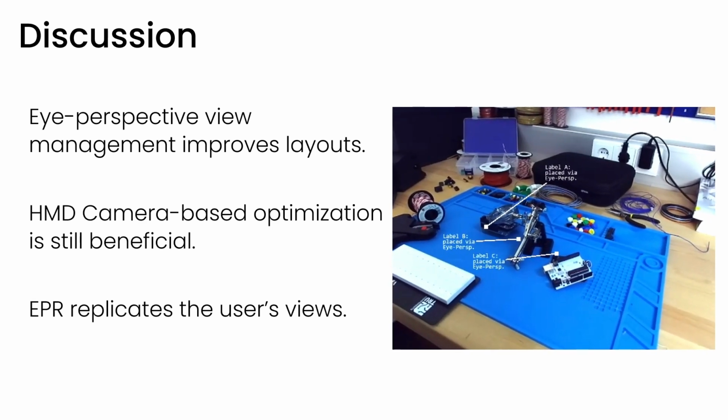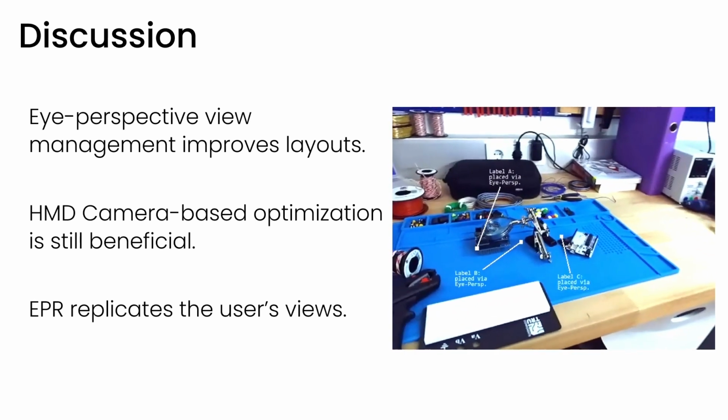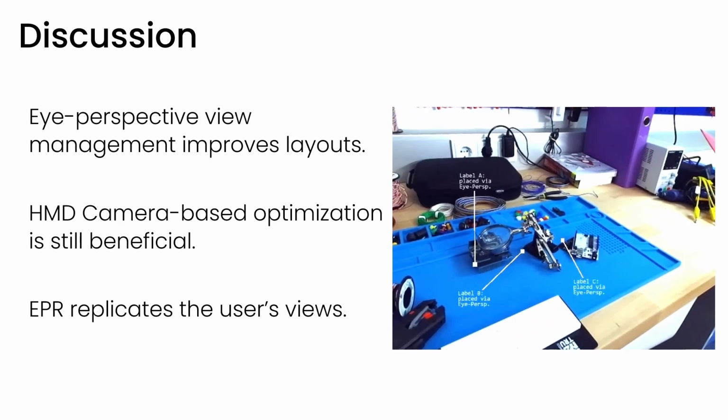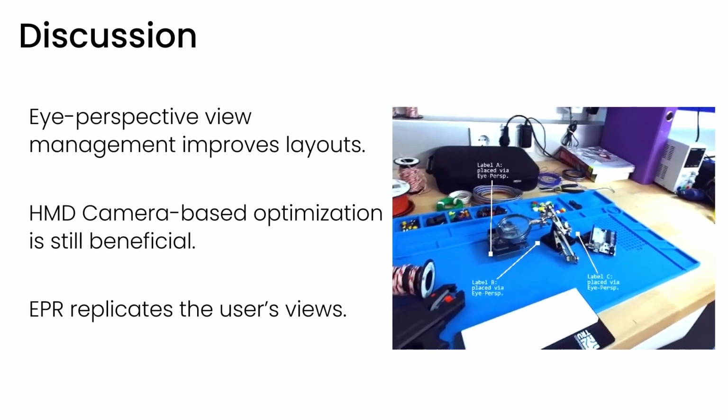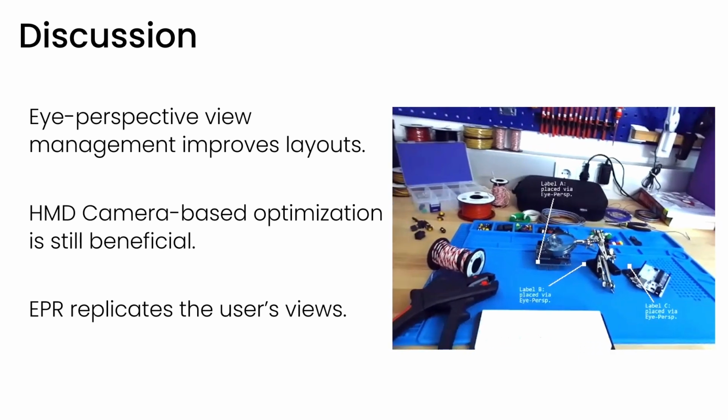Also, HMD camera-based optimization can still be beneficial. Although a single RGB camera can't be used to perform stereo-based optimizations, the HMD camera-based algorithm was still ranked as second best in 2/3 of all cases. Layouts produced by this algorithm were ranked as significantly better than the baseline with respect to uniformity and texturedness.